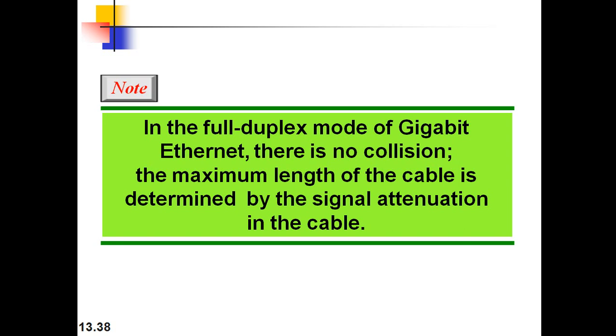One is the traditional one. The second one is carrier extension. The third one is frame bursting. In case of the traditional approach, we are very much interested to maintain the length of the frame as in standard Ethernet. That is nothing but the minimum frame length is 512 bits here.